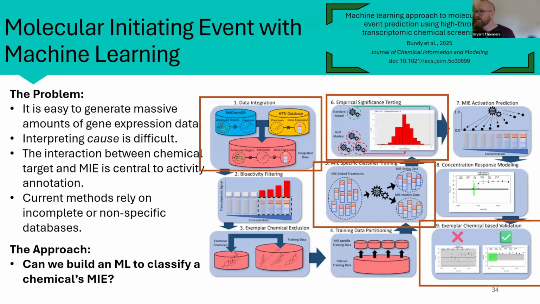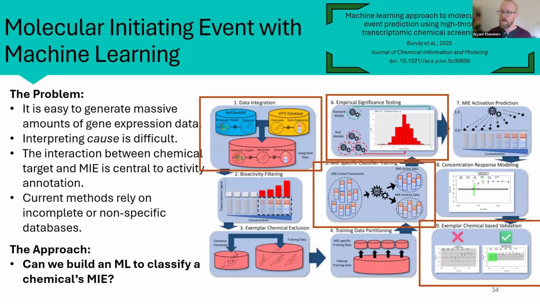So this is a paper by Bundy et al., published in 2005 or 2025, a continuation of an earlier paper published in 2022. And what they're doing here is they're taking one of the main problems that we see initially, which is that transcriptomic data can be very easy to generate at this point.